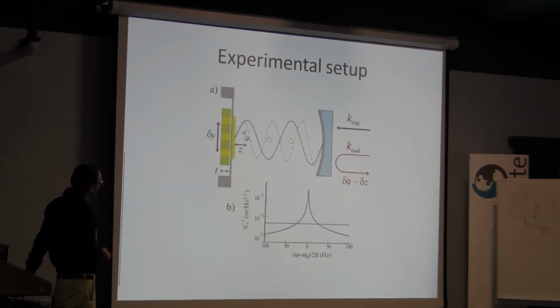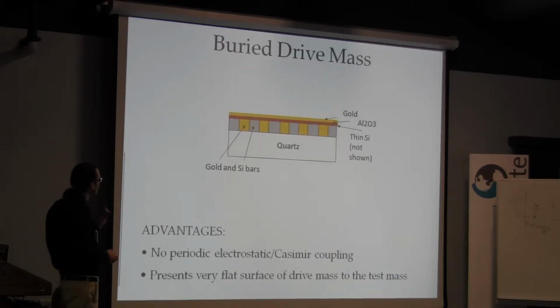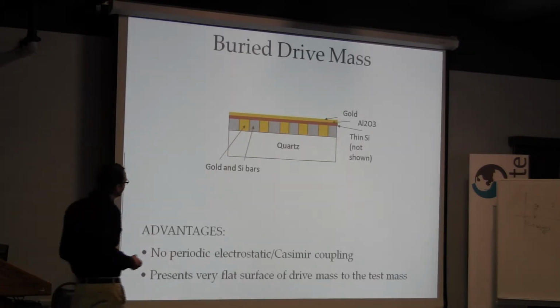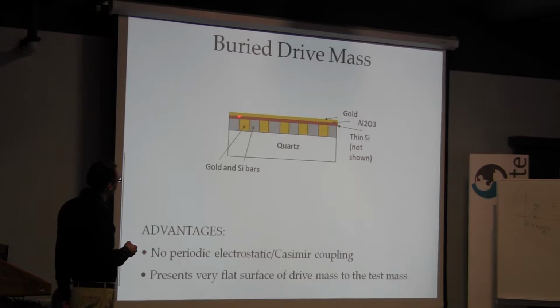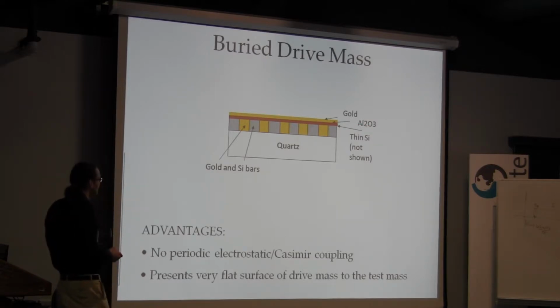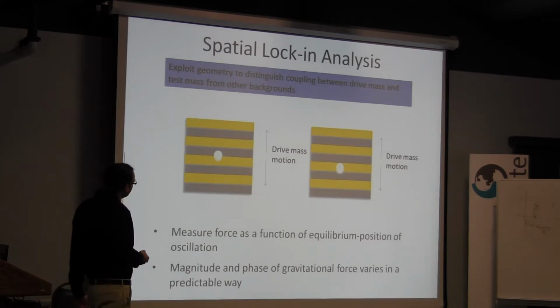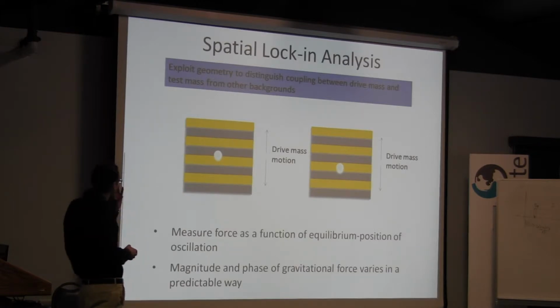So the mass itself also, in order to take additional precaution to avoid having a periodic kind of coupling from the Casimir effect, we'll have a thin layer of silicon and an insulator and then a gold uniform layer on top, so that there's a uniform equipotential surface that's presented to the sphere, as opposed to having these corrugated materials where you principally have different Casimir forces just because of different thicknesses of materials. And then, of course, we also have the capability of changing the equilibrium position about which this driving mass oscillates.